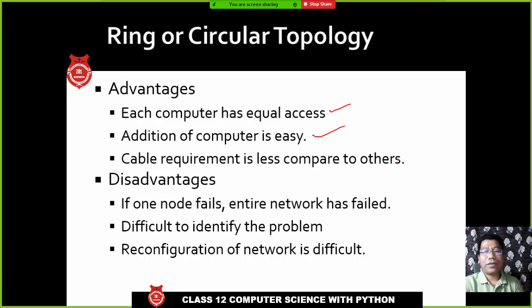Cable requirement is also less as compared to others. But the disadvantages include: if one node failed, it cannot travel in that failed node. Okay, it has to find another way. And it is difficult to locate the problem. If there is some problem in the network, it is very difficult to find, and reconfiguration of the network is also difficult. These are the disadvantages in the ring or circular topology. I hope it's clear.